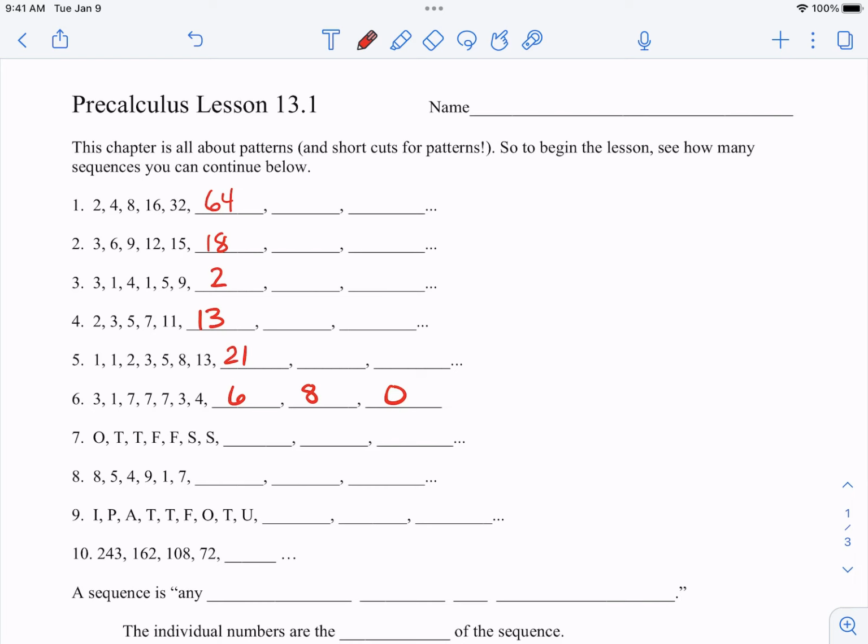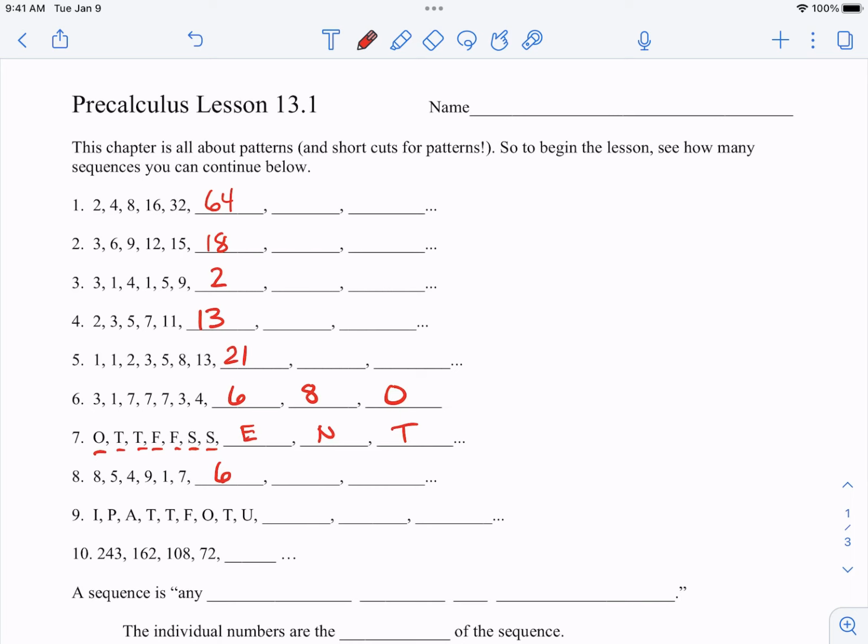Number 7 is also unusual. These are the first positive integers, but they're spelled, and this is the first letter. So 1, 2, 3, 4, 5, 6, 7, 8, 9, 10. I think T was the one you were looking for in the quiz. Number 8 are those same digits, but they are arranged in alphabetical order. So 8, 5, 4, 9, 1, 7. Those are alphabetical up to this point, and so the next one alphabetically would be 6.